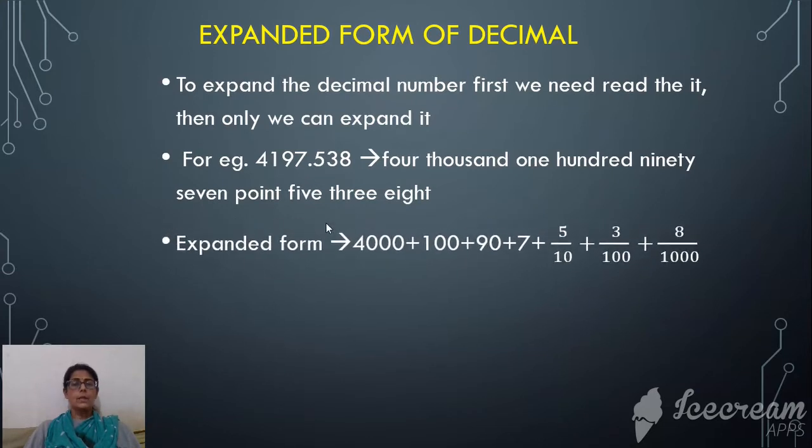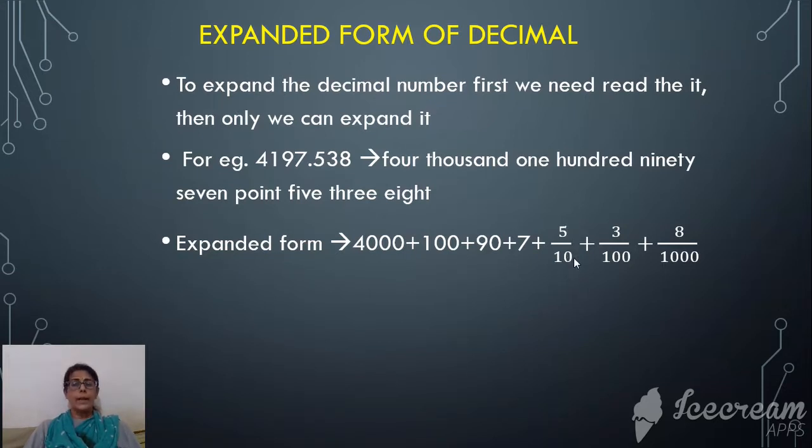So what will we write here? Look here, this is the expanded form. 4000, then 1 is in the hundreds place, so it is written as 100. Then 9 is in the tens place, so 90. 7 is in the ones place, so 7, plus the decimal digits, which I have explained in the place value chart, right? So here what will we write?